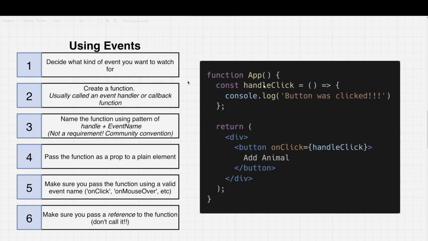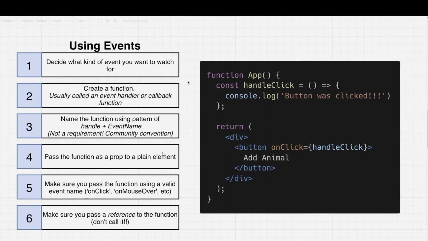And third is the naming of the function. There is no compulsory requirement for how we should name the function, but it is a community convention that first we apply handle and then the name of the event. For example, in this example we are using the click event, so we are using the handleClick function name. If we are using something like mouse drag, then we will use the handleMouseDrag function name. That is done so that other programmers or developers can understand what that function is being used for. The fourth step is passing the function as a prop to the element.